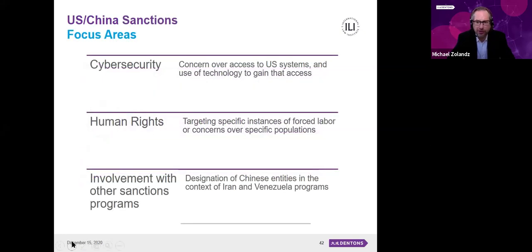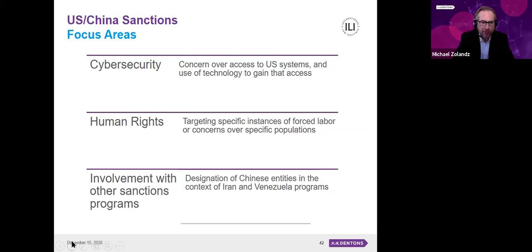Next slide. So there are a number of different focus areas from a US foreign policy perspective that are involved in the US-China relationship and hence in the US sanctions programs. The first is related to cybersecurity. So, a broad spectrum concern about the involvement of the Chinese government in gaining access to US technological systems, US telecommunication systems, and the use of technology to gain that access. We'll talk a little bit about the procurement related restrictions that are involved here, as well as the designation, under both sanctions authorities but also the Commerce Department, of specific technology providers in China and the issues related to granting them access to US systems.